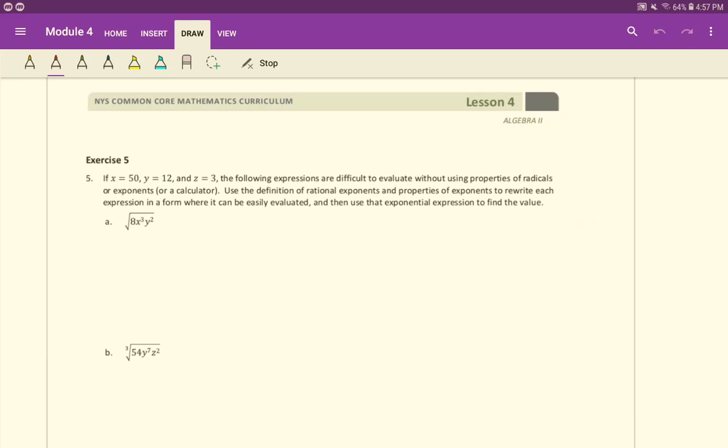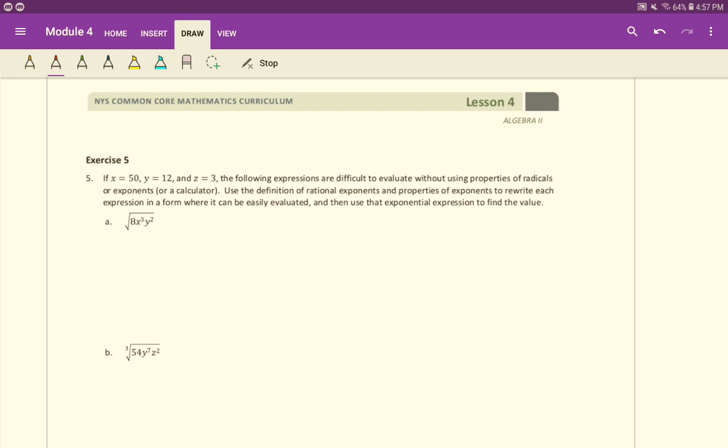Okay, for our final video here for this lesson on the exponential properties and radical properties in Module 4, we'll look at exercise 5 and finish out the lesson here. So if x equals 50, y equals 12, and z equals 3, the following expressions are difficult to evaluate without using properties of radicals or exponents, or a calculator. Use the definition of rational exponents and properties of exponents to rewrite each expression in a form where it can be easily evaluated. Then use that exponential expression to find the value.